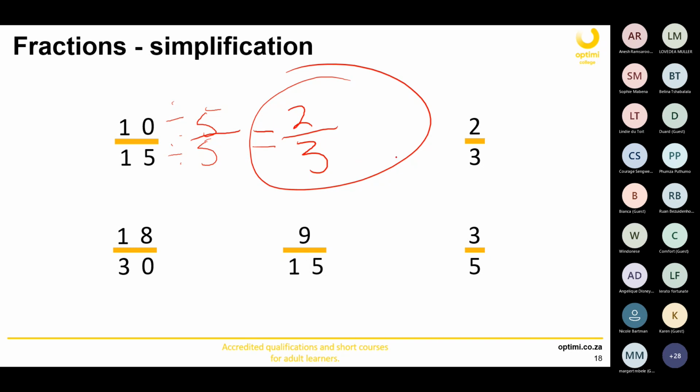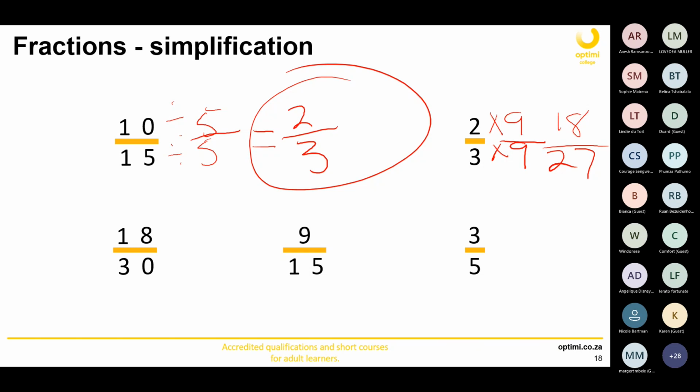The other way is also true. I can say 2 over 3 times 9 at the top and 9 at the bottom. 2 times 9 is 18. 3 times 9 is 27. So 2 over 3 is the same as 18 over 27.